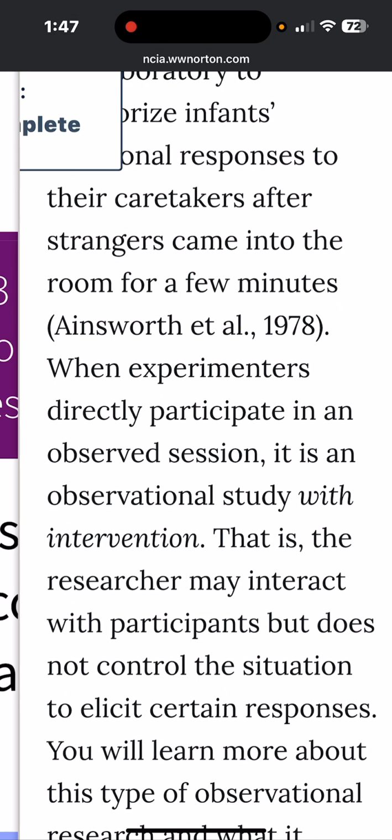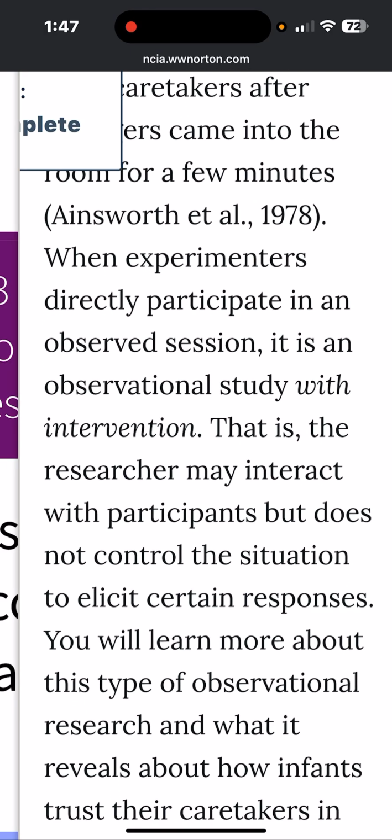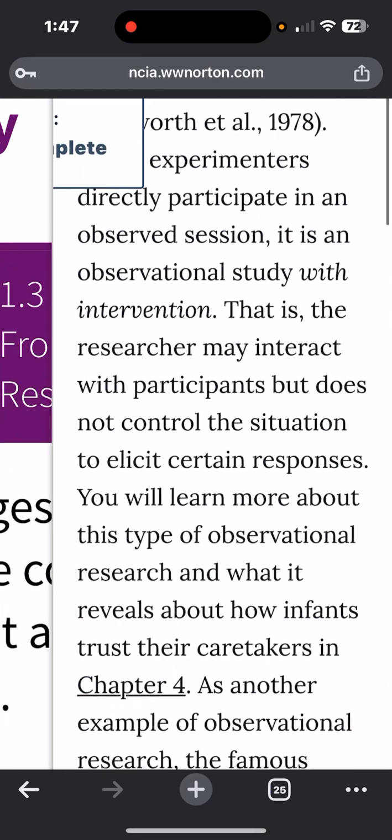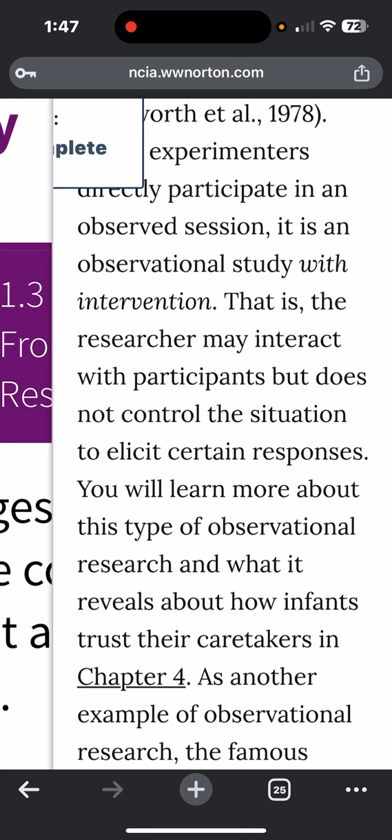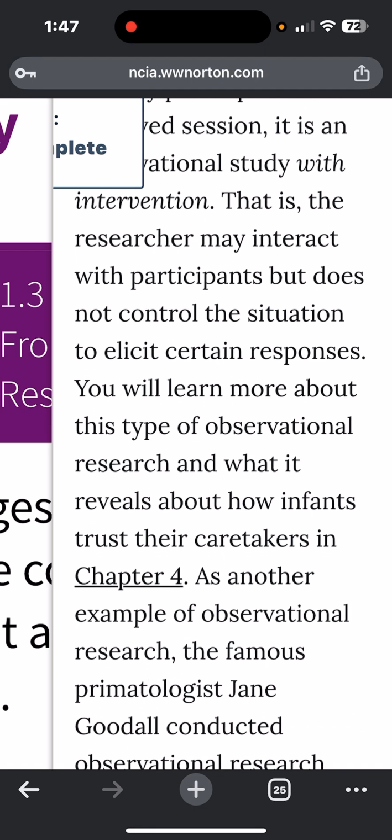When experimenters directly participate in an observed session, it is an observational study with intervention. The researcher may interact with participants, but does not control the situation to elicit certain responses.